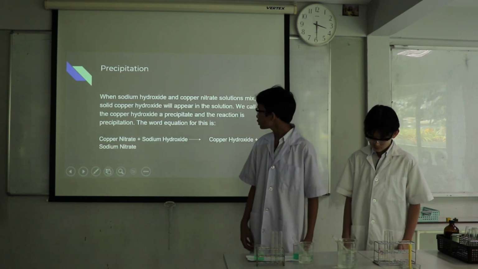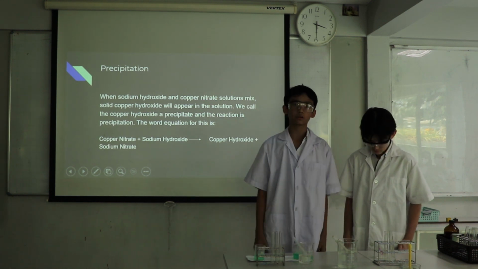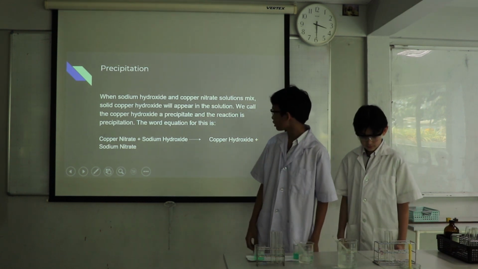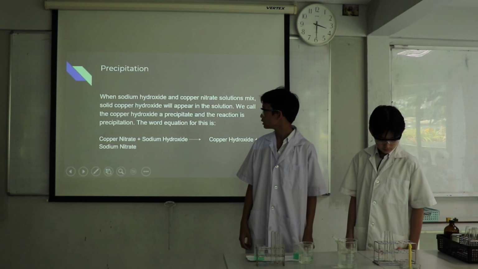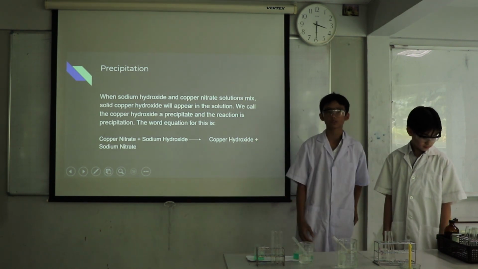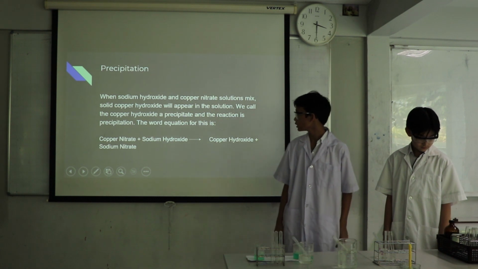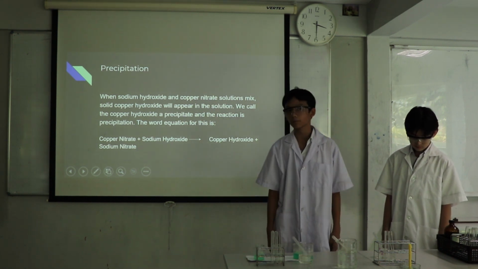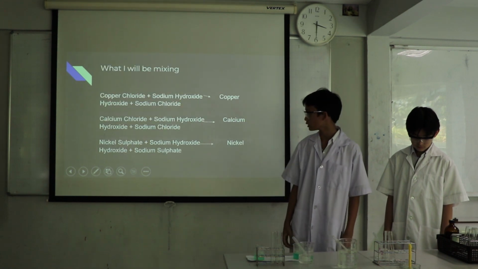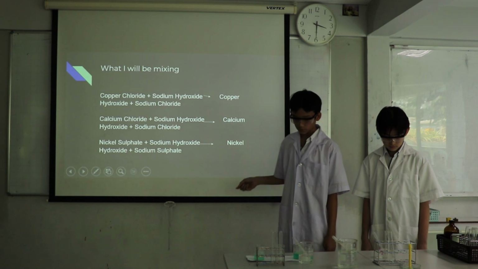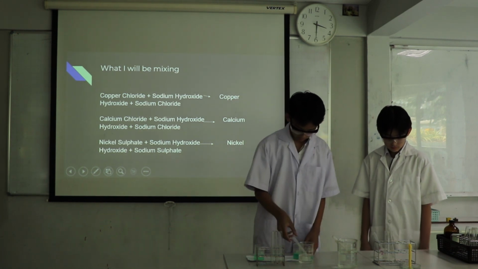Precipitation. When sodium hydroxide and, let's say, copper nitrate solutions mix, solid copper hydroxide will appear in the solution. We call the copper hydroxide a precipitate, and the reaction for this is precipitation. The word equation for this is copper nitrate plus sodium hydroxide makes copper hydroxide plus sodium nitrate. So these are the three things I will be mixing. So the first one, I'll be getting.